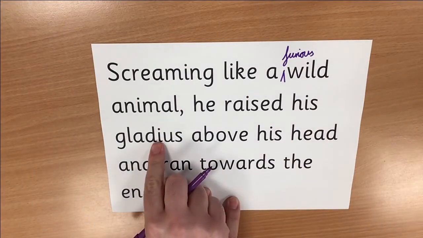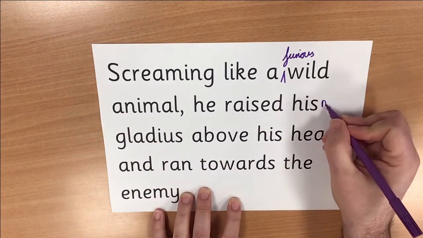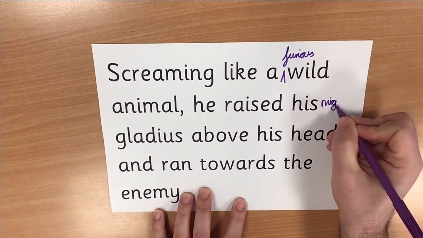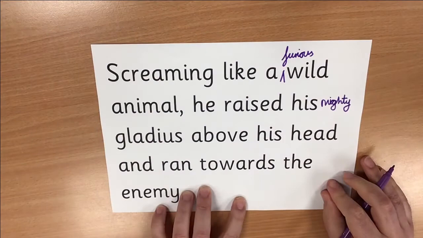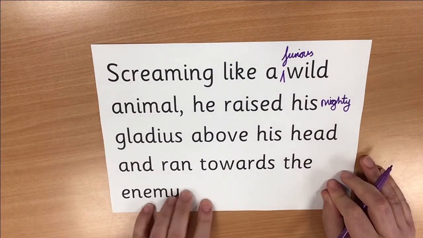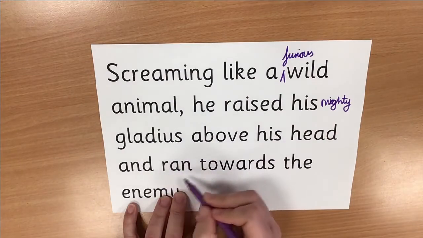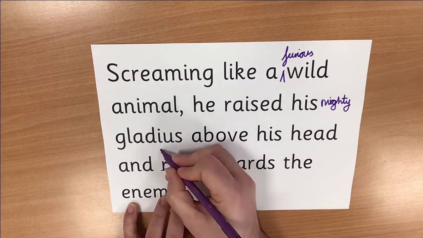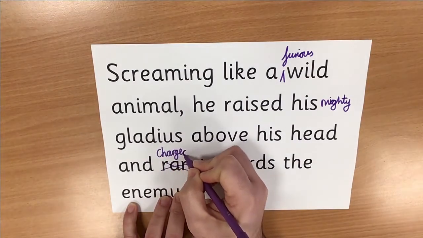Now I can put a bit of description for his gladius here. I want him to sound brave and exciting, so therefore I'm going to make it a bit more exciting. I'm going to have his mighty, you can spell mighty, his mighty gladius above his head and ran towards the enemy. Now, the next thing I think I want to change is ran is quite a boring verb really. I'm going to get rid of that one and I'm going to have instead charged. I think that is a much better verb to use.